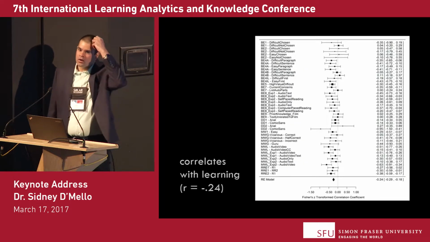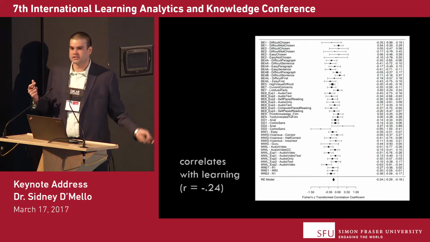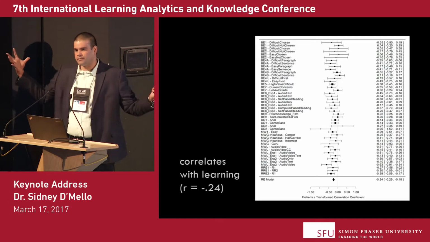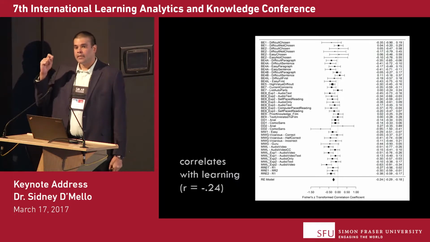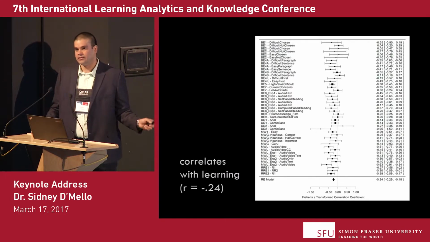So not only is mind wandering prominent, it's actually negatively correlated with learning. This is the same meta-analysis, and this is just of our own data, but we're working on a bigger one of other people's data, just a more formal meta-analysis. The problem is this correlation gets worse the more difficult the task gets. And what is happening here?